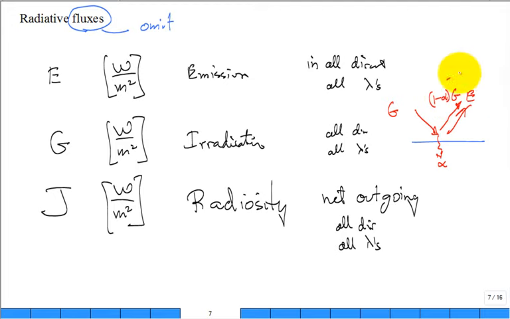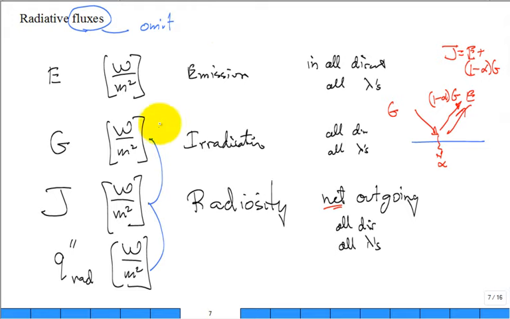So guess what J is? The combination, it's the emission plus 1 minus the absorptivity times the irradiation. That's J, the radiosity. That's the net outgoing. Why do they say net? Well, some of it's due to the emission, some of it's due to the reflection. There's another symbol that can be confusing. Q double prime rad. All right, what units? Watts per meter squared. Do you know sometimes units can really help you distinguish between what you're talking about and then sometimes not, right? Look at that, they all have the same units. But what is this net radiative flux?